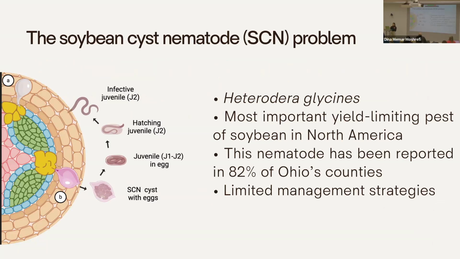This nematode is characterized by the formation of a cyst. As you can see in the figure here, the females of the nematode, once their eggs are fertilized, they die. And as the body of the female hardens, it forms this shell around those nematode eggs, protecting them from environmental factors and desiccation. This is one of the reasons why this nematode has become one of the most important yield-limiting pests of soybean in North America, because as those eggs are protected within that cyst, they can really stay in that soil for a long time.